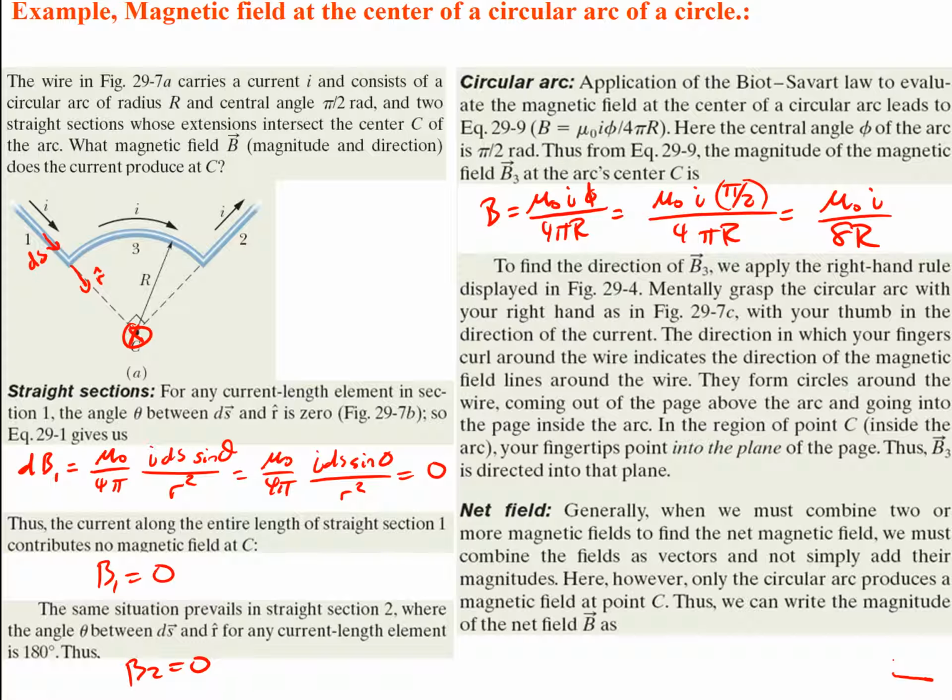All right, so generally, when we must combine two or more magnetic fields to find the net magnetic field, we must combine the fields as vectors and not simply add their magnitudes. Here, however, only the circular arc produces a magnetic field, thus we can write the magnitude of the net field B as simply B1 plus B2 plus B3, which is 0 plus 0 plus mu naught I over 8r. That's equal to simply mu naught I over 8r. So this is what our total magnetic field is.